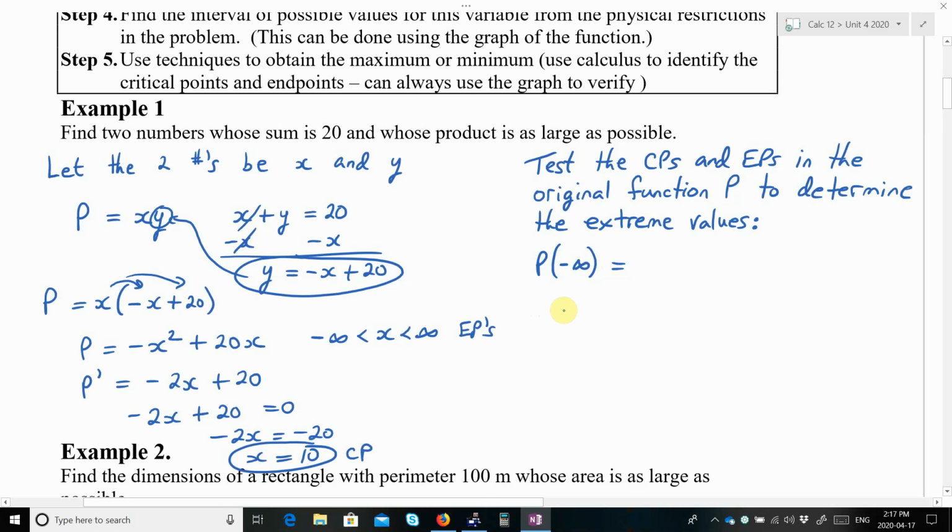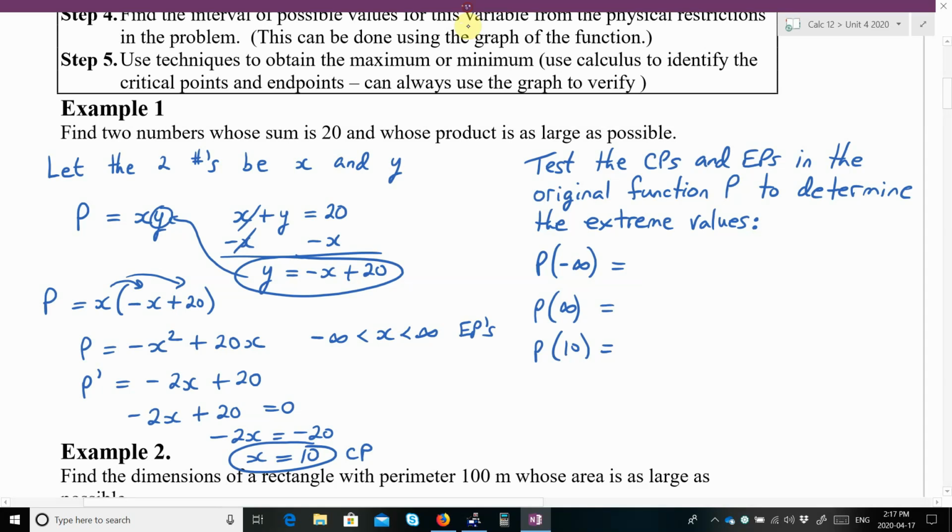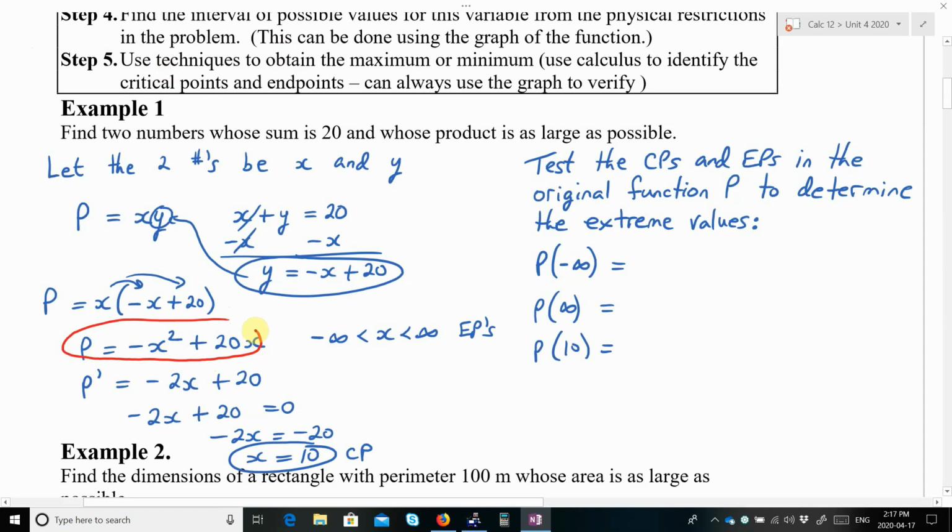And similarly, what's going to happen to the product as x approaches positive infinity? And then what is the product at the critical point, x equals 10? Okay, and so we're plugging those values into this original product function.